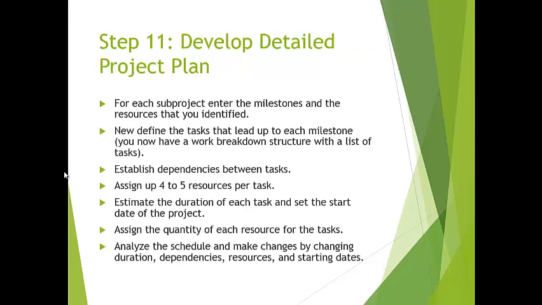The last step, step 11, is to develop a detailed project plan. For each sub-project, enter the milestones and the resources that you identified. Now define the tasks that lead up to each milestone. Establish dependencies between tasks. Assign up to 4 to 5 resources per task. Estimate the duration for each task and set the start date of the project. Assign the quantity for each resource for the tasks. Analyze the schedule and make changes by changing duration, dependencies, resources, and starting dates.